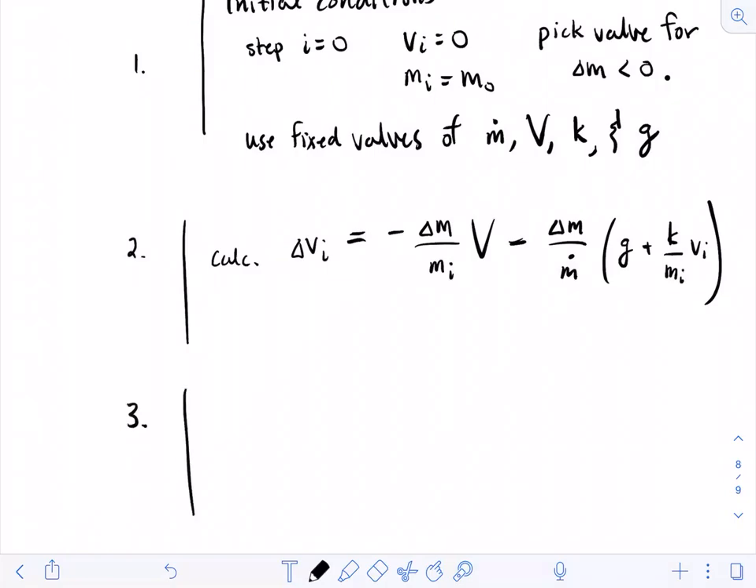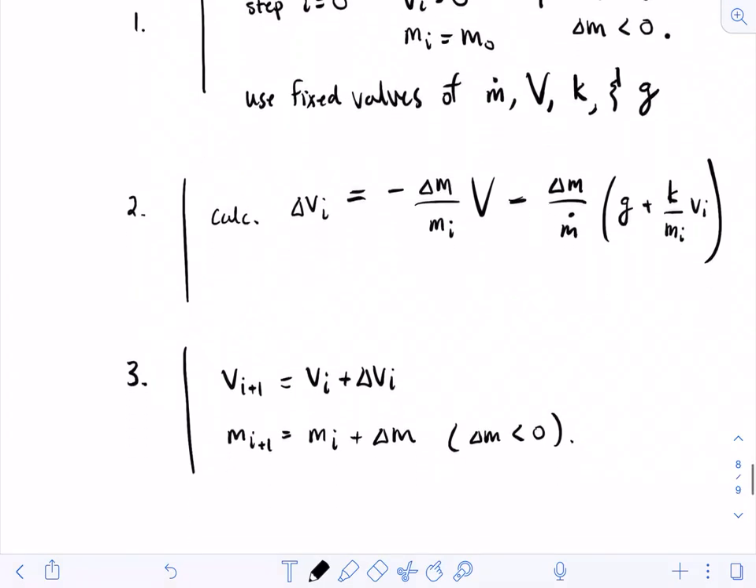Step 3 is, once we know the change in velocity, we'll say the velocity at step i plus 1 is going to be equal to whatever it was at step i plus that change in velocity. We also have to take care of the fact that the mass of our rocket needs to be updated. Initially, at step i, it had mass m_i, and then there was a change in mass, where this delta m is going to be a negative number.